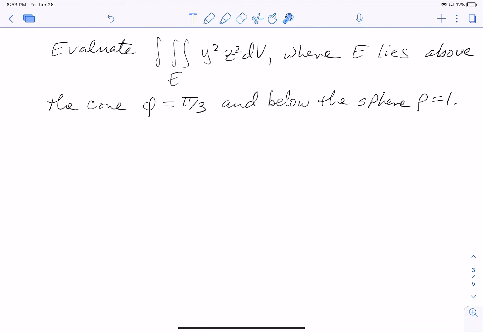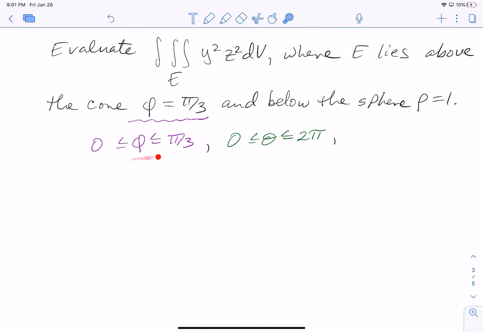Evaluate the triple integral over E of y squared z squared dV, where E lies above the cone phi equals pi over 3 and below the sphere rho equals 1. Above the cone phi equals pi over 3 tells me that phi is going to be between 0 and pi over 3. No mention of theta tells me that theta is going to go from 0 to 2 pi.